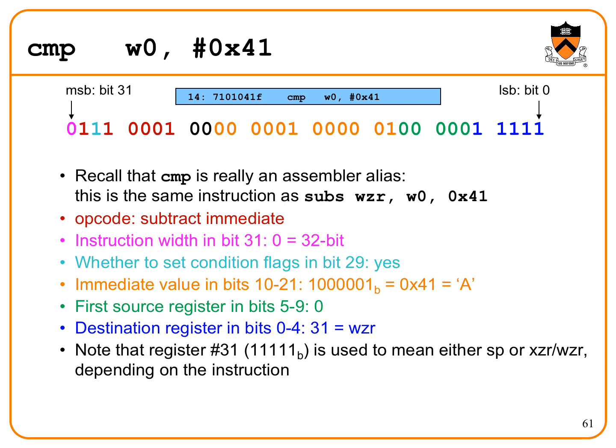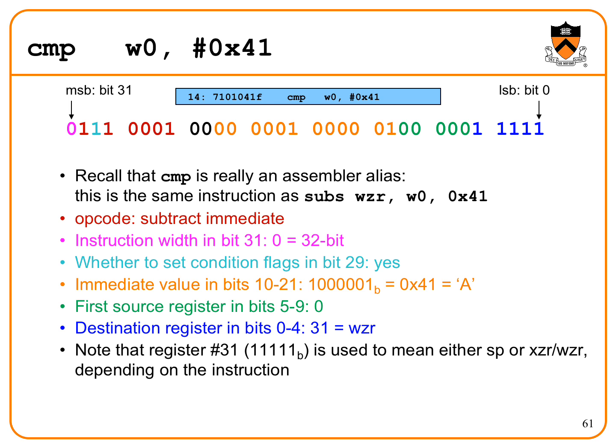Perhaps you recall from a few lectures ago that CMP is really just a convenient, semantically meaningful alias for subtraction that sets condition flags and throws away the result. So when we look at CMP, the opcode is actually that of subtract. In this case, subtract immediate. It's a W register, so the width is 0 for 32 bits. The S bit, bit 29, is a 1 for yes. That's the whole point of CMP, to set the bits of PSTATE.